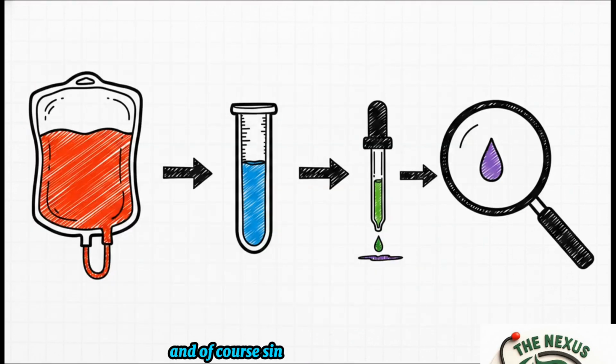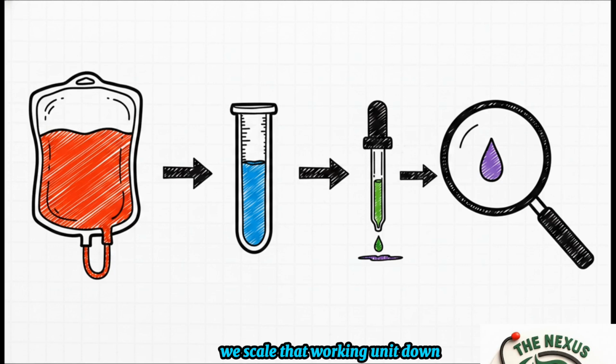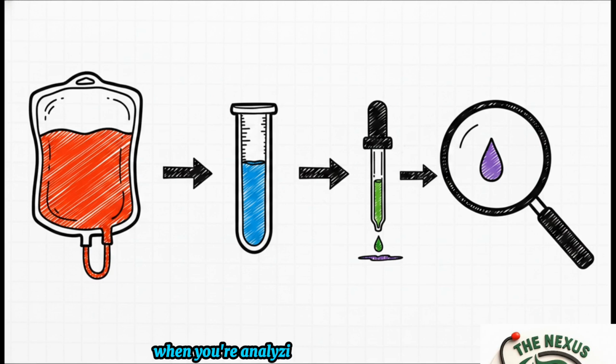And of course, since we just talked about prefixes, we scale that working unit down. When you're drawing blood or pipetting reagents, you'll be relying heavily on specific submultiples of the liter. You'll use milliliters for standard fluid draws, and you'll drop all the way down to microliters, nanoliters, or even femtoliters when you're analyzing highly concentrated enzymes or genetic material.